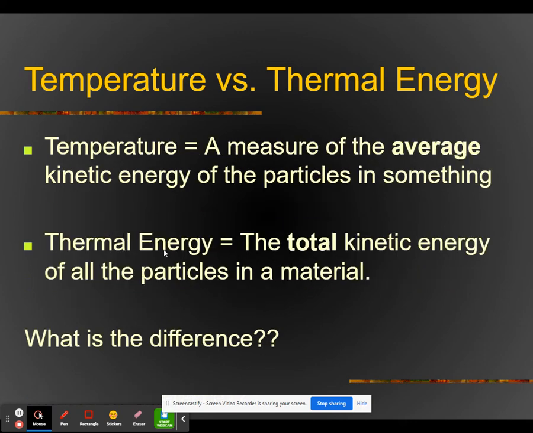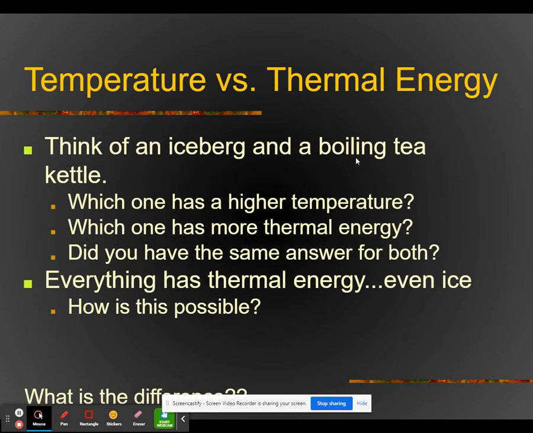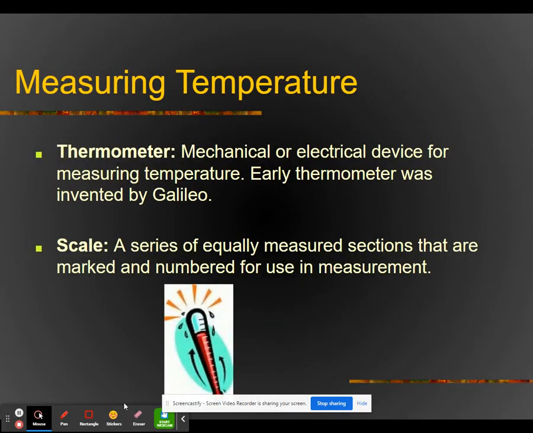Because remember, thermal energy is the total kinetic energy. Temperature is the average per particle. But the average per particle is way higher in the tea. But since there's way more particles, the total thermal energy is actually greater in the iceberg than in the boiling pot of tea. I know that probably blows your mind a little bit, but it's the truth.